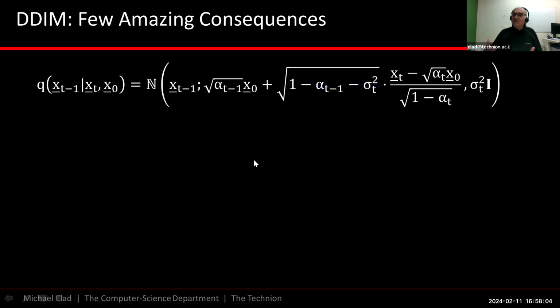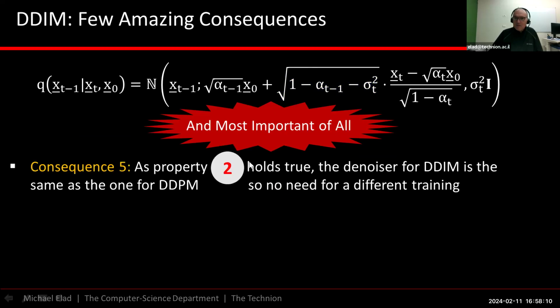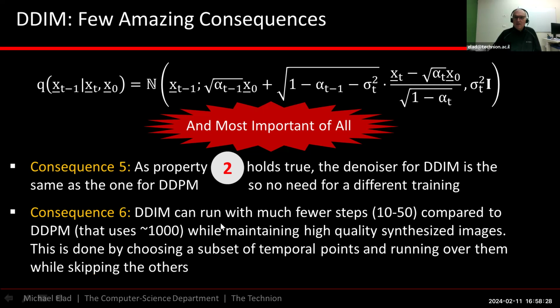Here are the more sophisticated consequences, and one of them has already been mentioned. The fact that step number 2 is the same means that we can use the same denoiser. This is great. It's horrible to reinvent a new denoiser and then try to train it, etc. So no, just the regular denoiser that we used for DDPM. And the main consequence, it turns out, is that DDIM can use only a few steps in order to achieve good quality image synthesis. 10 to 50 steps and you get good quality images with low FID, as we will see in a minute.